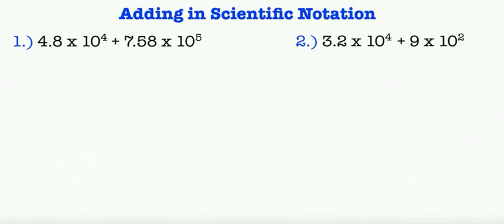Here I have two more problems in scientific notation, and we're going to add them, but first we're going to convert them into standard form before we add. So 4 and 8 tenths times 10 to the power of 4, we're going to move our decimal to the right 4 times. And 7 and 58 hundredths, we're going to move our decimal to the right 5 times.